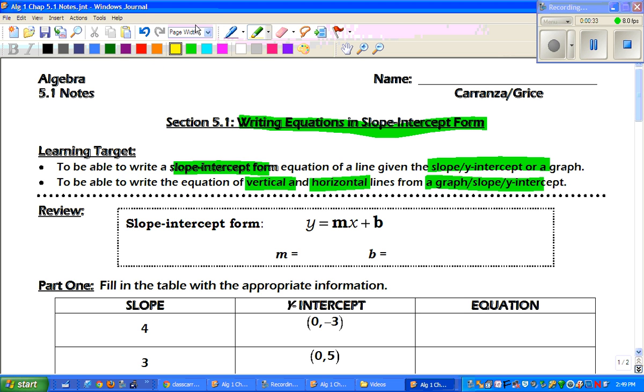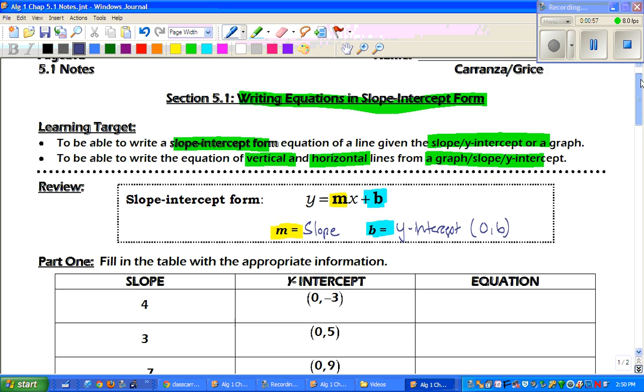So, just as a reminder, in slope-intercept form, it's y equals mx plus b. The m in this is our slope. And the b is our y-intercept. And that y-intercept is written as (0, b). It's always going to be a point. Okay?